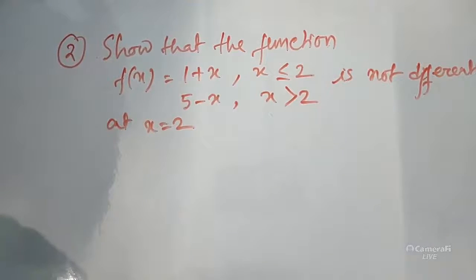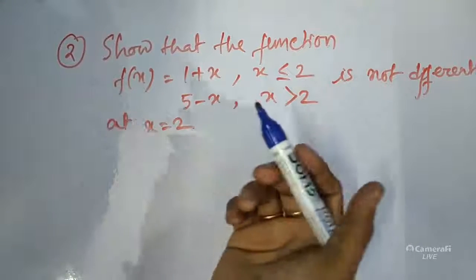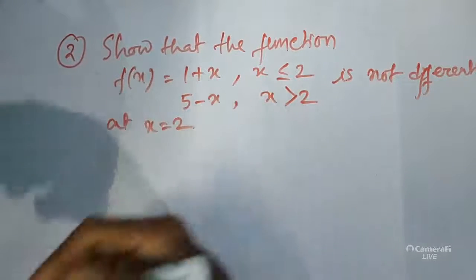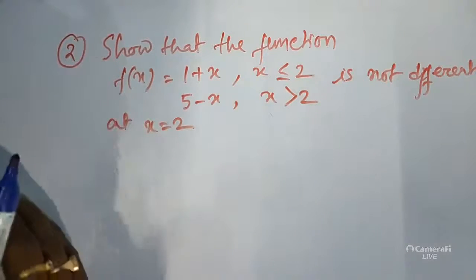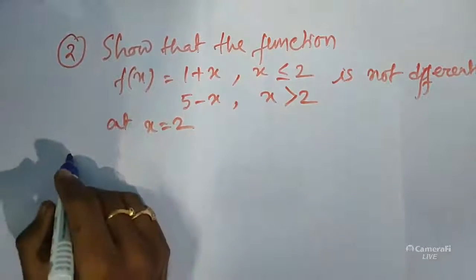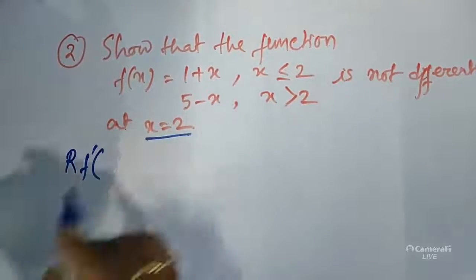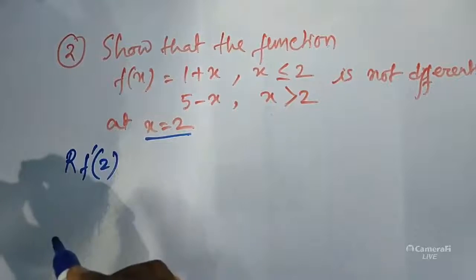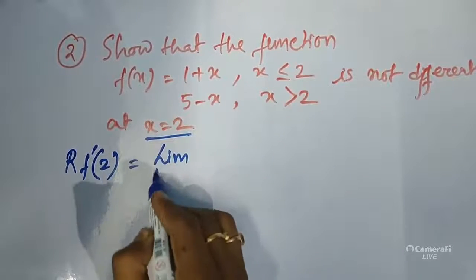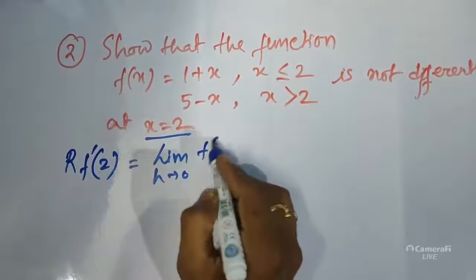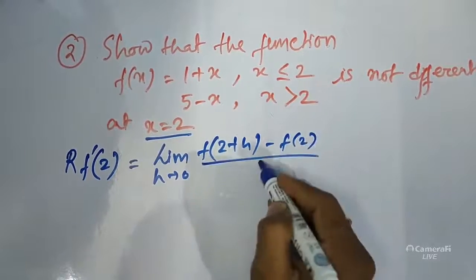Now how to solve this type of question? Here also, in the same way, first we have to find the left hand derivative and then the right hand derivative, and then we have to check whether the values are equal or not. So Rf dash 2, the point given is 2, equals limit h tends to 0 of f of 2 plus h minus f of 2 divided by h.